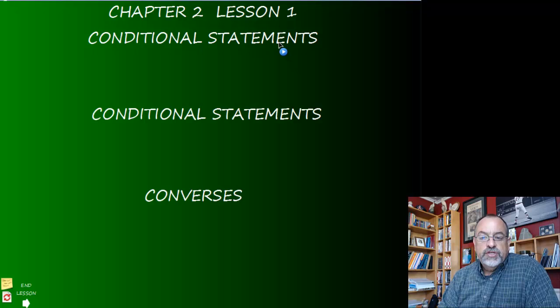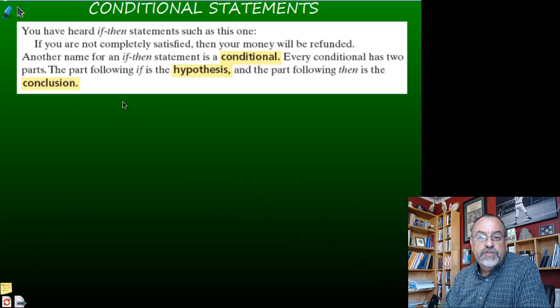We're going to look at conditional statements first, and then we'll look at converses. And no, we're not talking about the tennis shoes. We're talking about converses of conditional statements. So conditional statements, you've heard of them before. They're if-then statements. You've heard them from your parents. If you don't clean your room, then you can't go to the movie, or if you do your chores, then you get your allowance. So these are conditional statements.